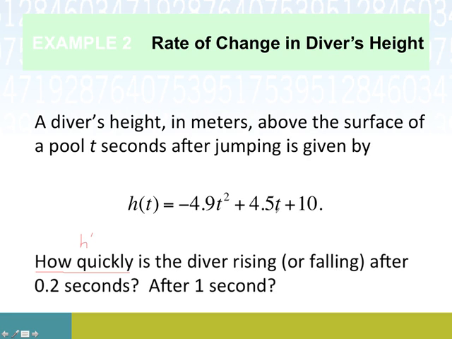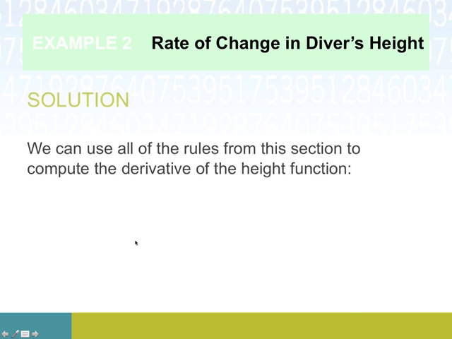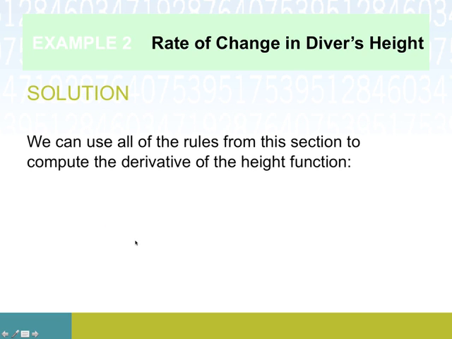Now we know that our inputs are in seconds, so 0.2 seconds must be an actual time value we're supposed to plug in, similarly for 1 second. But our first task is going to be figuring this out. What is the derivative function for h? We could, in theory, go back to 2.1 and use the limit as h goes to 0 of this slope fraction, but I think it's a lot easier to use these shortcut rules we've developed.